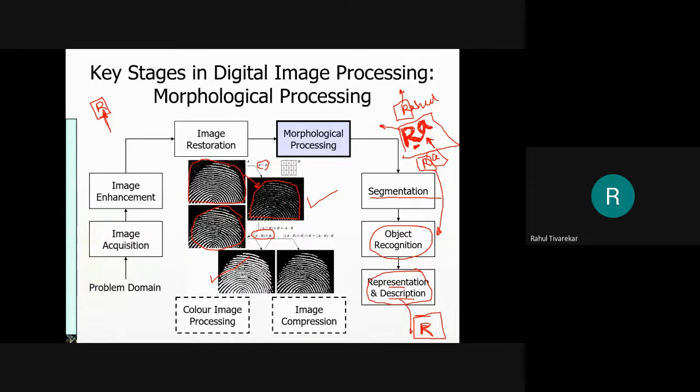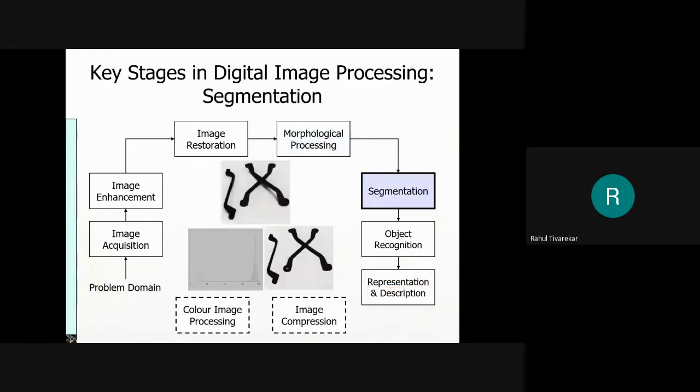This image is not good because there are broken lines. This image is also not good because there are much wider lines, and those are almost touching each other. But if you compare with respect to the original image, this image is a very good image because there are no thick lines as well as no discontinuous lines as compared to this one. So as per requirement, we have to use thinning and thickening operations or dilation and erosion operations, which are collectively called morphological processing. Then segmentation.